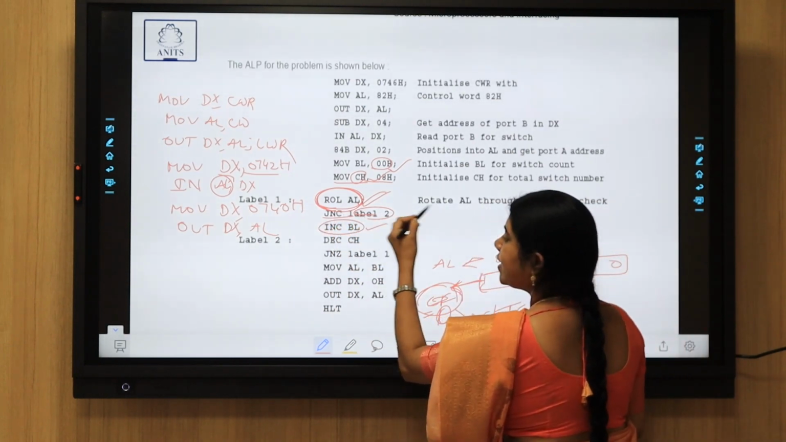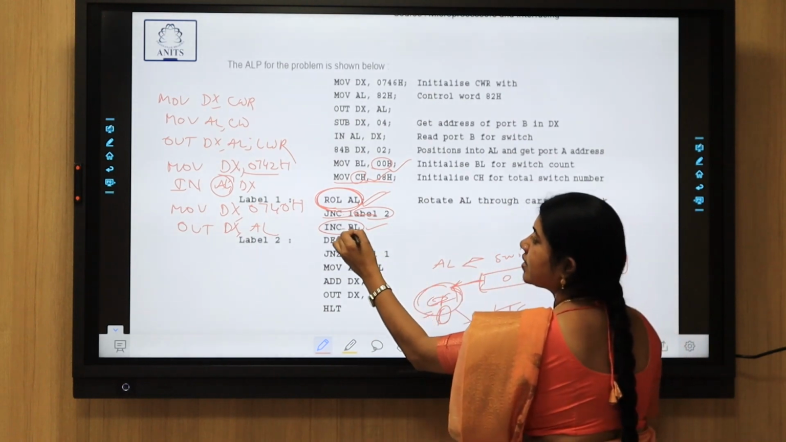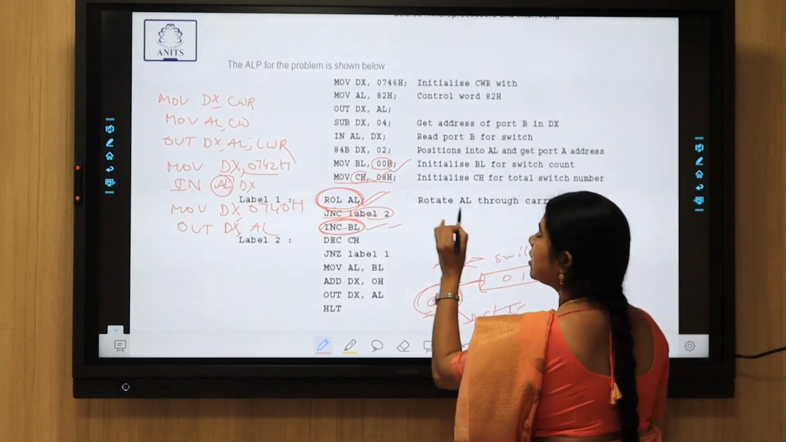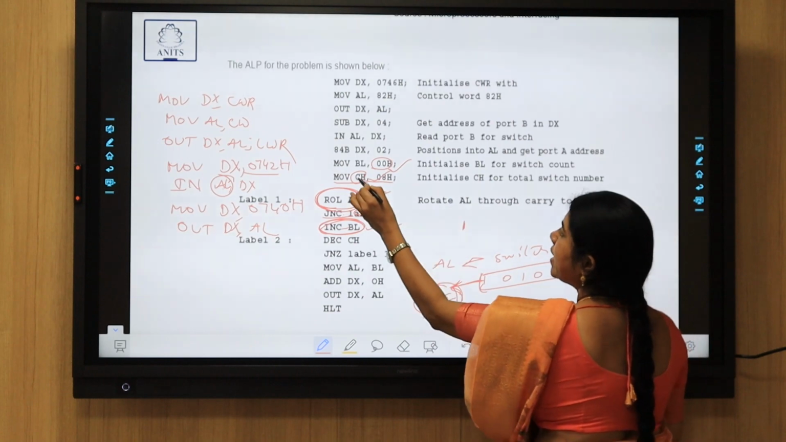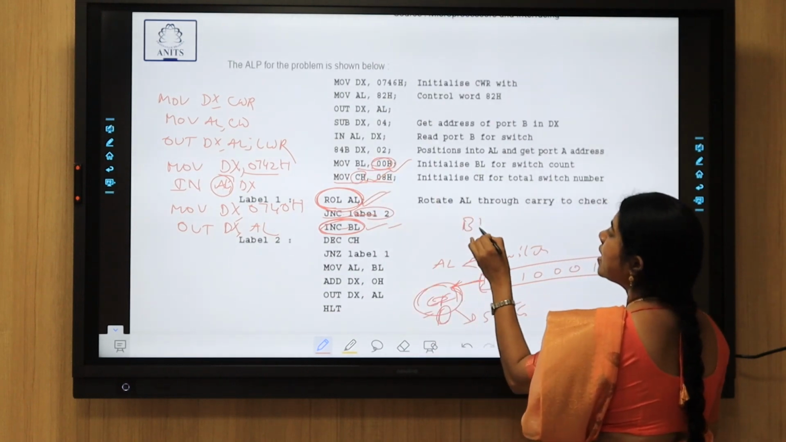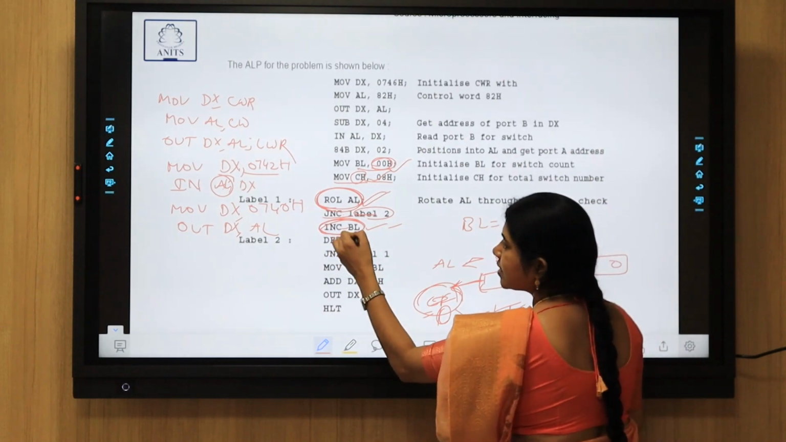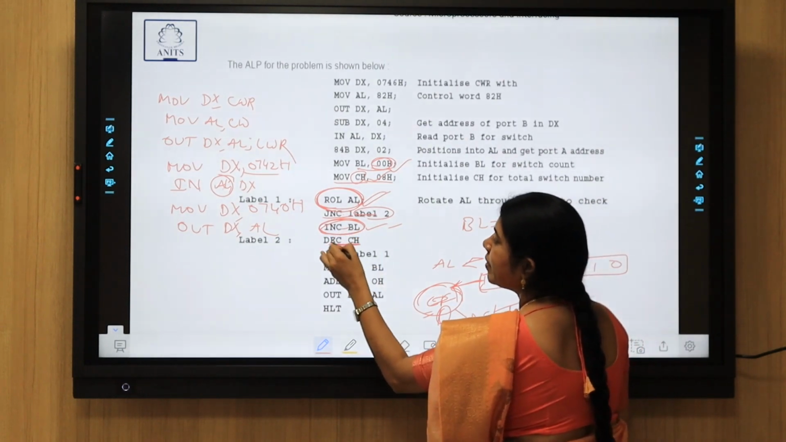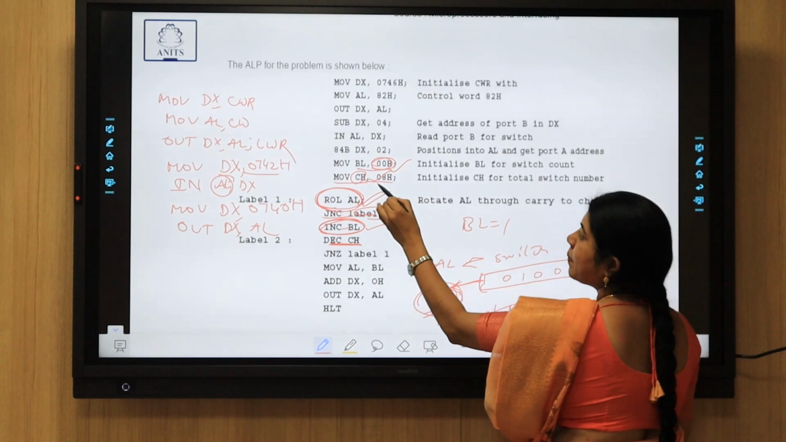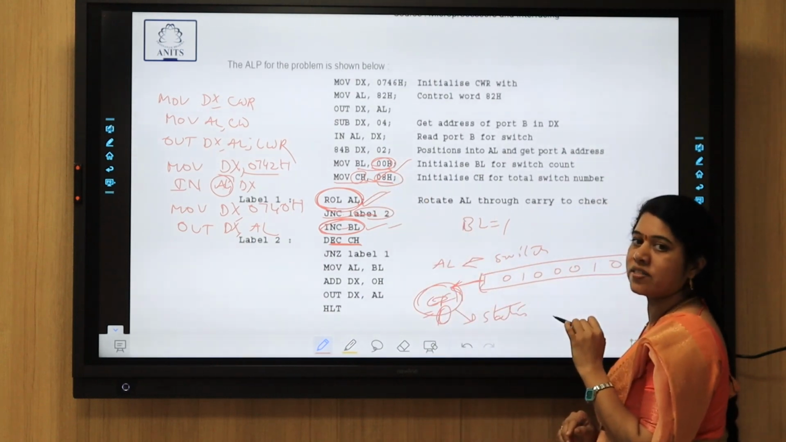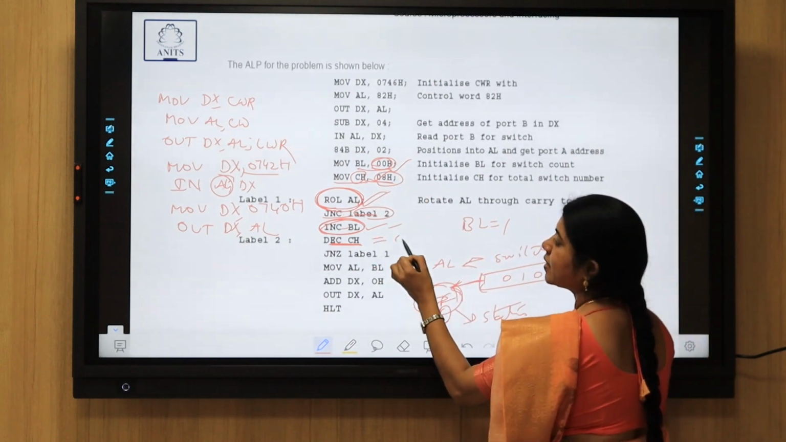If no carry, then it has to go to label 2. Otherwise, what does it have to do? It has to increment the BL. Initially BL is 00, and now BL becomes 1. After checking that bit, it has to decrement the count. How many switches do I have to check? Total 8 switches. So now my CH becomes 07.